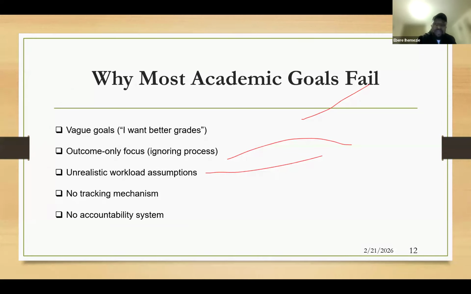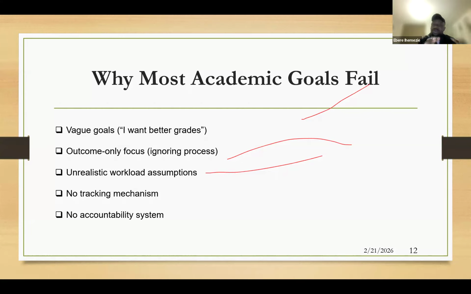So why do most academic goals fail? One, vague goals. Many people just set goals like "I just want to graduate," "I just want to pass," "I just want to make an A in this course." Those goals are vague. Any goal that doesn't have a corresponding process and action matched to it is not really a goal.